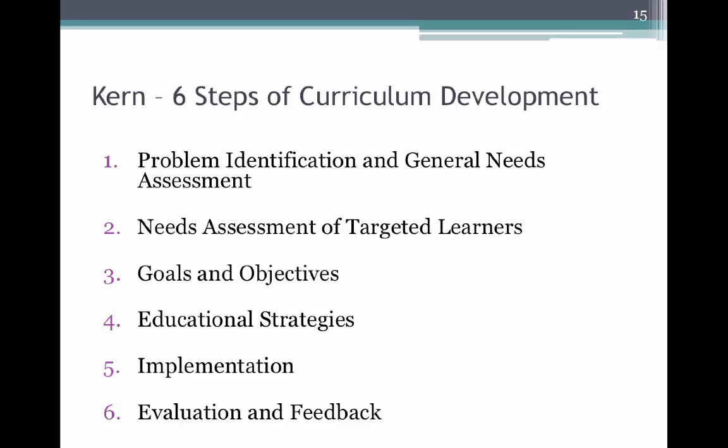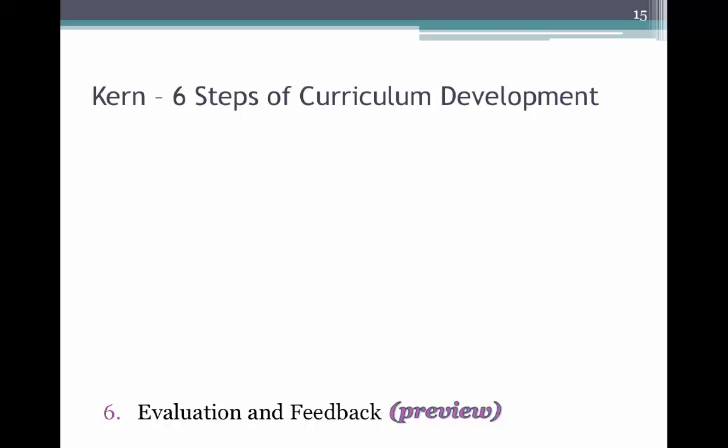Now that we've discussed the first 2 steps of Kern, we are going to jump forward a bit to preview the last step, evaluation and feedback. Though this is technically the last step of Kern, it is worth introducing some principles early in the planning portions of the project to gain familiarity with some of the terms. This step will be revisited in much greater detail in Webinar 6.